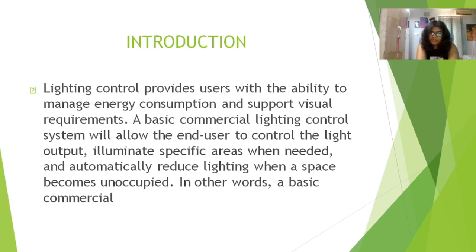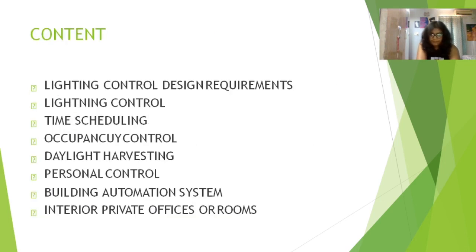Lighting control provides users with the ability to manage energy consumption and support the visual requirements. A basic commercial lighting control system will allow the end user to control the light output, illuminate specific areas when needed, and automatically reduce the lighting when a space becomes unoccupied.